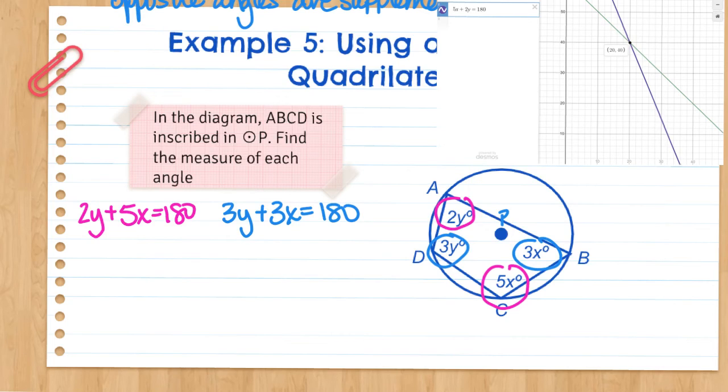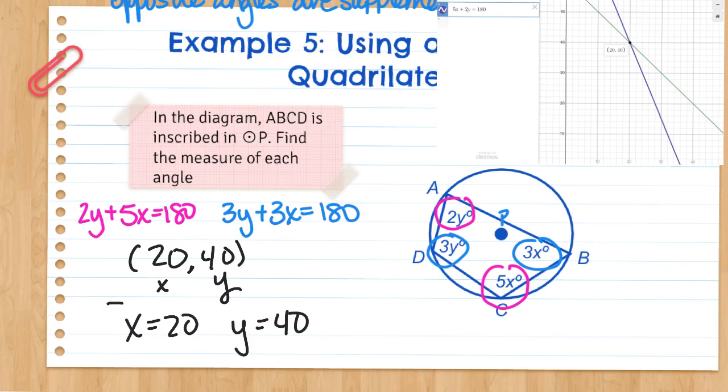So as I can see from my Desmos solution, I have this ordered pair 20, 40, and 20 is in the x position and 40 is in the y position. So I can just say x equals 20 and y equals 40, and that's all I have to do. There are many other ways, as I mentioned earlier, of solving a system of equations, but using Desmos and seeing where the equations intersect is by far the simplest.